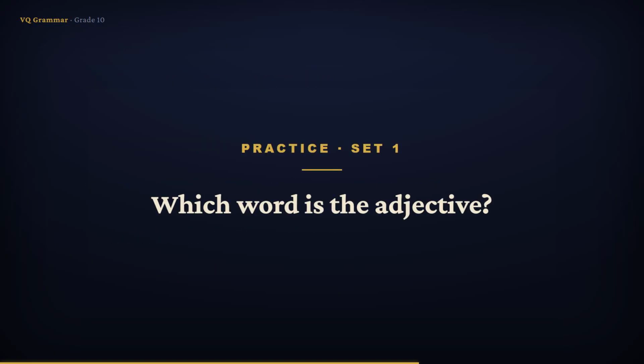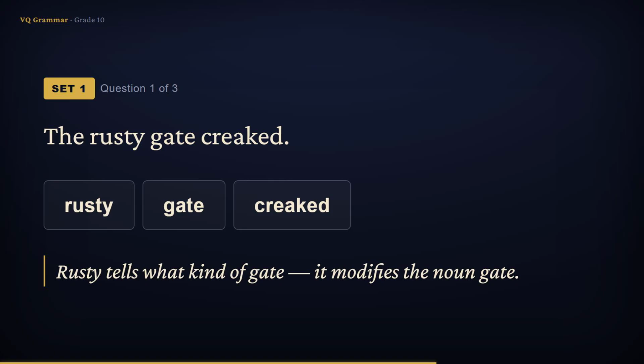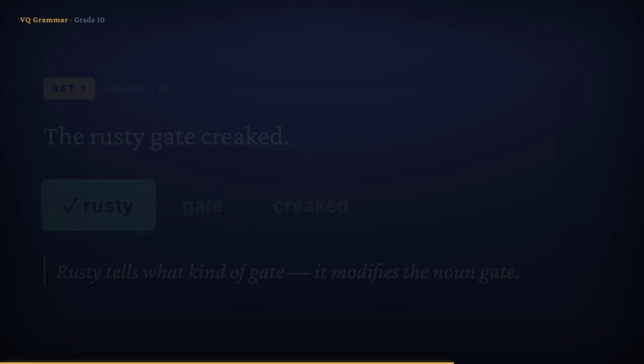In this first set, I'll give you a short sentence, and you pick out the adjective, the word that is describing a noun. Pause the video and choose before I reveal each answer. The rusty gate creaked. Find the noun first. Gate. Now ask the 4 questions. What kind of gate? A rusty one. Because rusty answers what kind about the noun gate, rusty is the adjective.